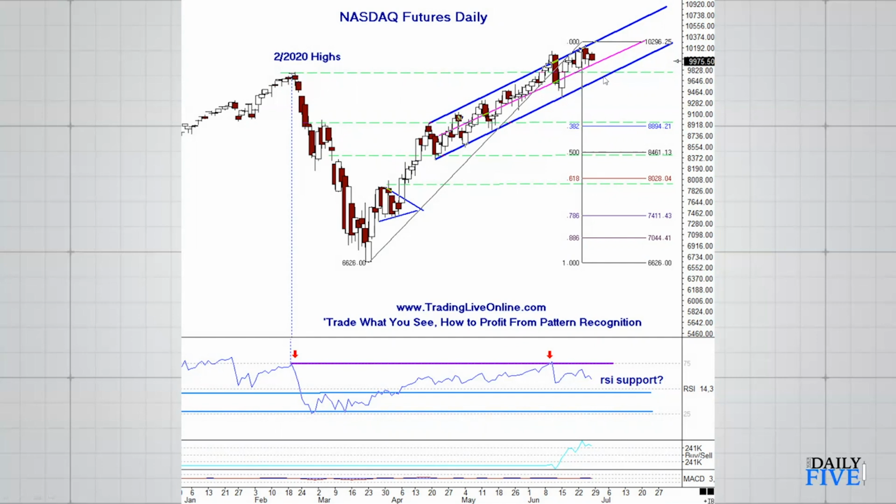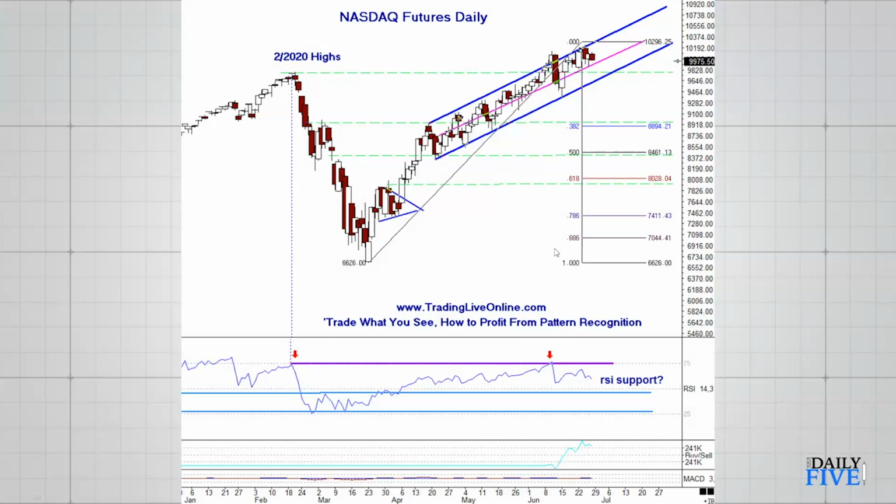2020 highs from February. Now, if we break below this, I've got a Fibonacci retracement on from the lows in March, and you can see each support area that I have marked with the green dashed lines corresponds to a Fibonacci retracement level. The 0.382 corresponds over here to these previous highs. At the 0.50, there was an area of a breakout to the upside. Same with the 0.618 area.